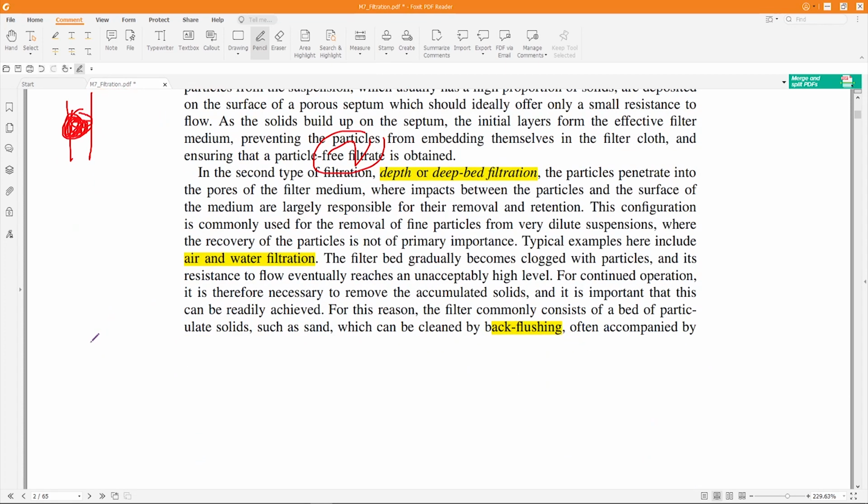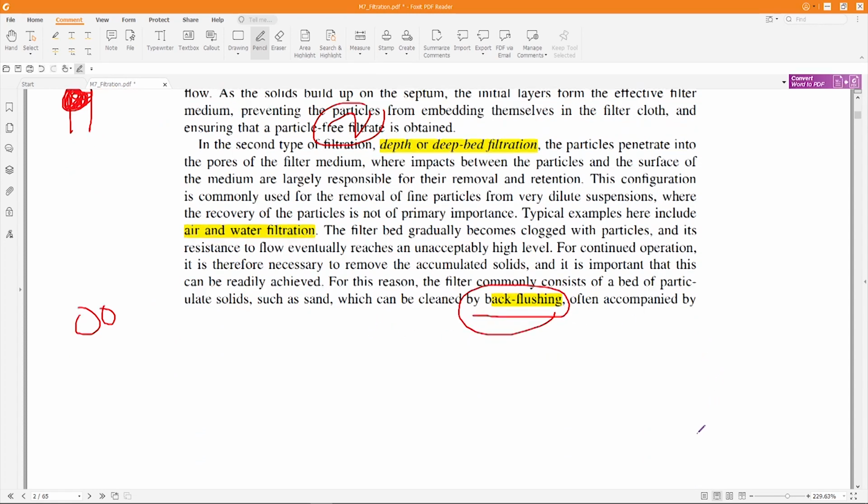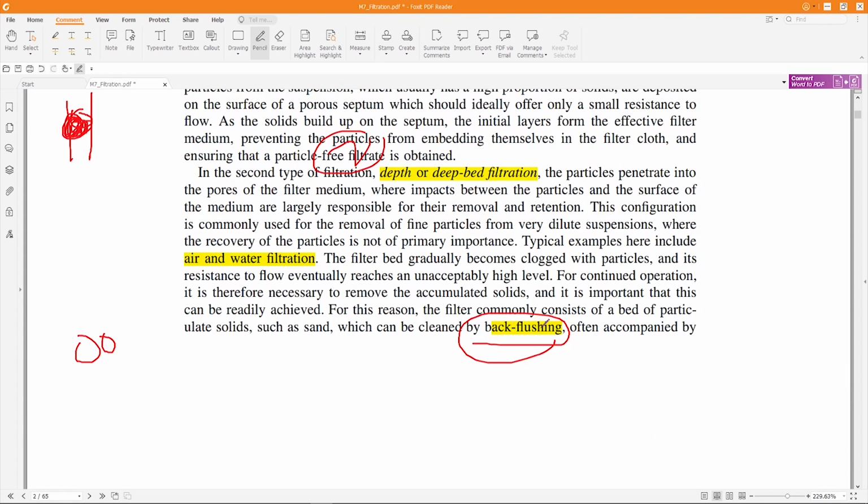Typical examples are air and water filtration. And sometimes you want to wash the solids, right? So you can clean by back flushing. Back flushing means suppose the pores are clogged with these solid particles, then you have to remove them, right? So you can apply some pressure from the bottom so that they can go out. That is also called back flushing.